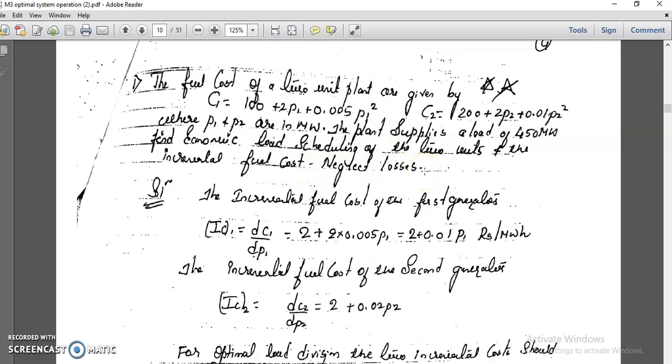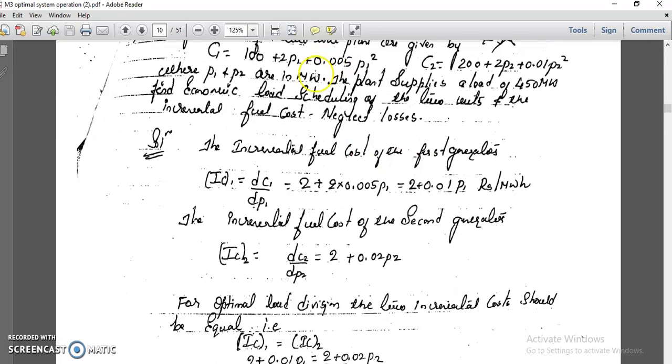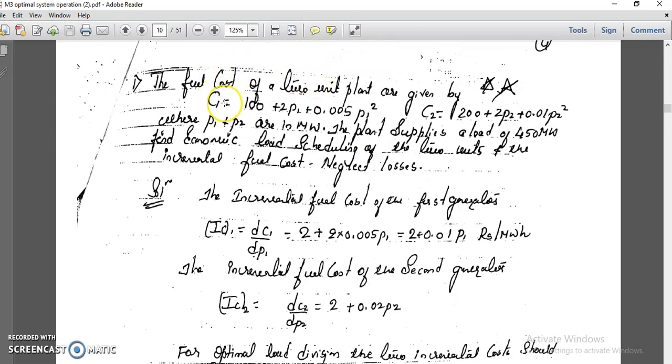It means read the problem carefully. Losses are neglected means first derivation, whatever you have done, the problems on that. So now, in the exam, check whether they give IC1 and IC2 directly. If they give them directly, then there is no need to do differentiation again.